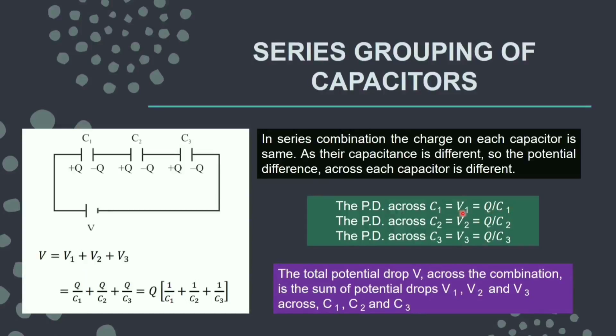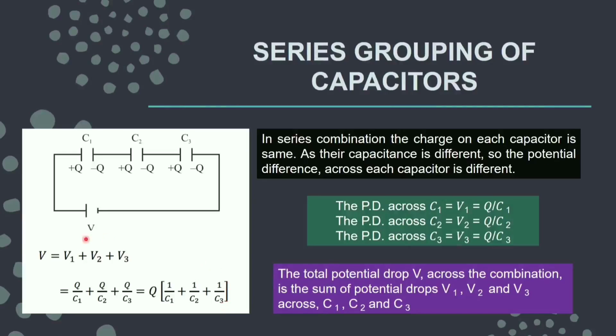So from there V1 can be written as Q upon C1, V2 as Q upon C2, and for the third capacitor V3 as Q upon C3. Now here we are providing the potential V across this series combination, so V can be written as V1 plus V2 plus V3. Putting the values, it means Q upon C1 plus Q upon C2 plus Q upon C3. Q can be taken out, and inside I am left with 1 upon C1 plus 1 upon C2 plus 1 upon C3.